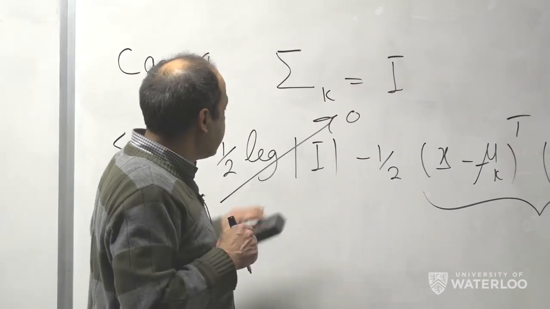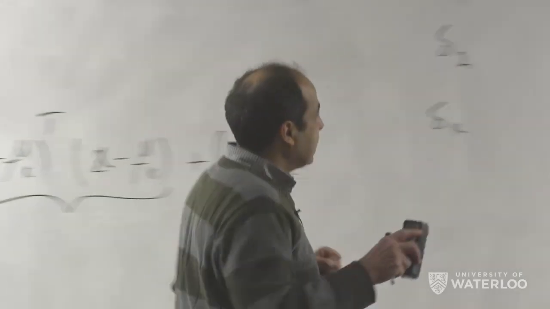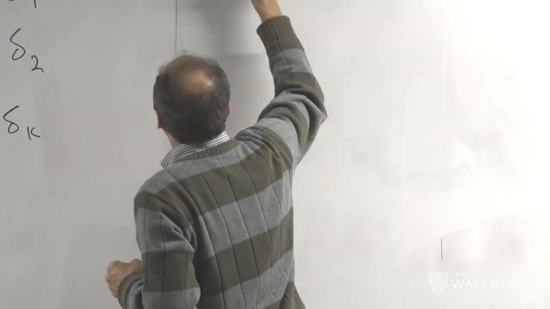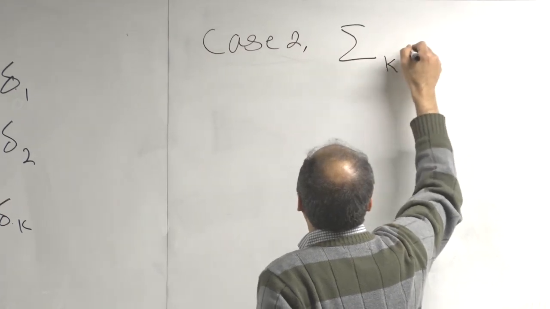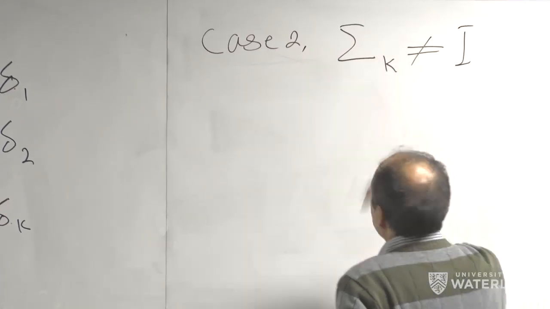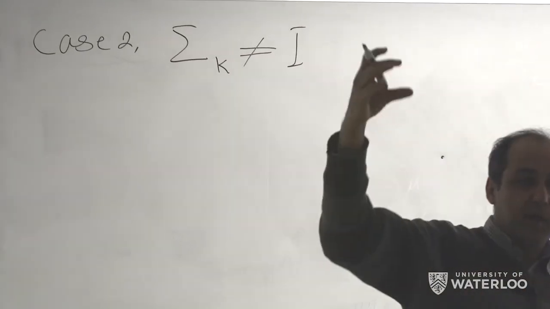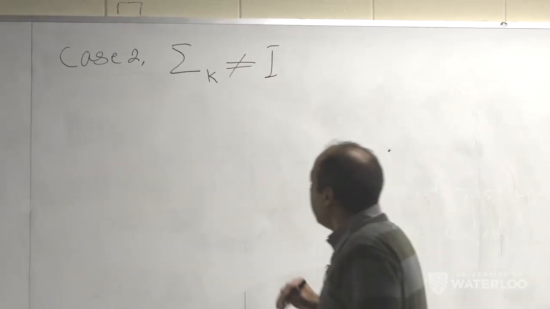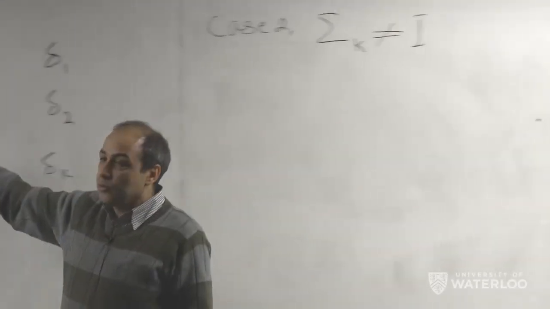Okay, what about the case that the class conditional is not Gaussian? So that's case 2. And in case 2, which is a more general case, I cannot assume that sigma k is I. Sigma k could be anything. It's like the covariance is like a baseball. It's not spherical anymore. So in this case, I can turn this case back to case 1.